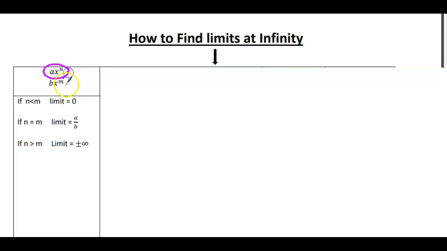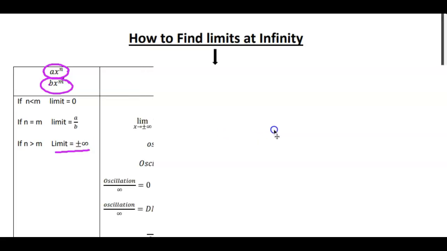When you have a polynomial on the top and a polynomial on the bottom, basically you can compare the powers. If the power on the top is less than the power on the bottom, then the limit at infinity will be 0. If they're equal, then the limit will be the ratio of the coefficients. And if the one on the top is bigger than the one on the bottom, your limit's either going to be positive infinity or negative infinity. You'll find out what that is by just plugging in the infinity and seeing what you get using some basic properties of infinity.